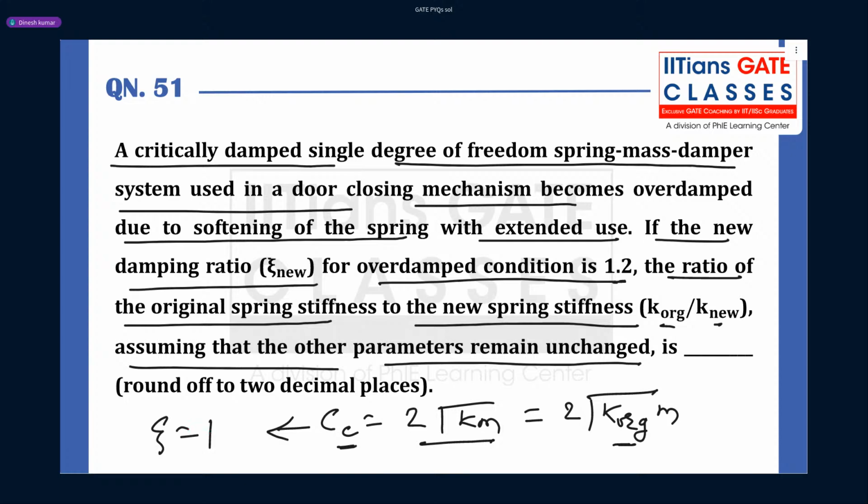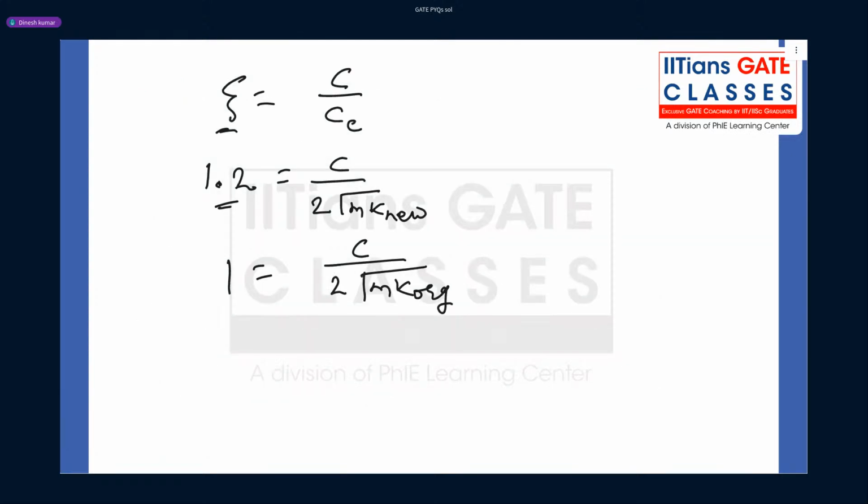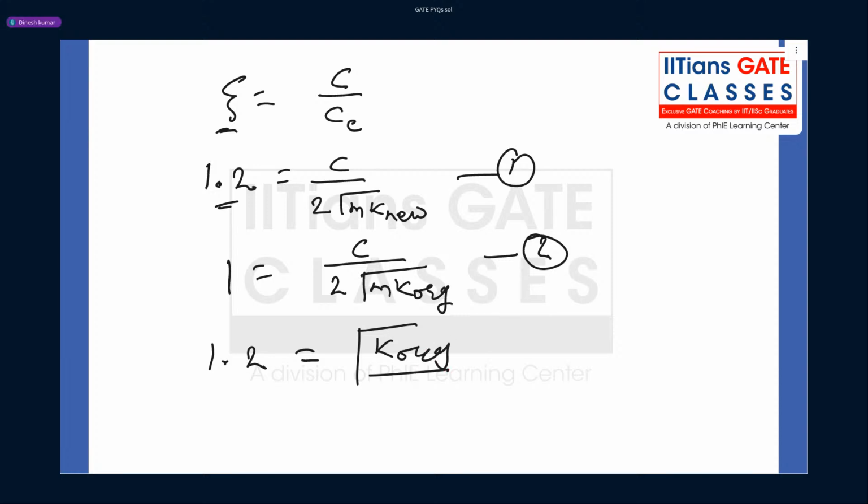Okay, they asked the ratio of what? K original by K new. Suppose this is equation 1 and this is equation 2. If you divide 1 by 2, what do you get? 1.2 will be equal to under root K original by K new, right?